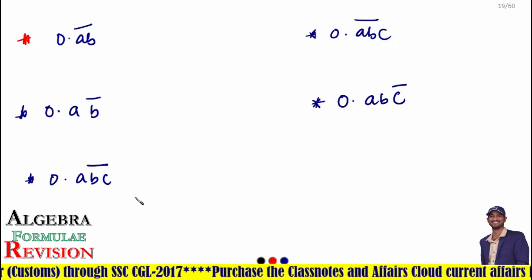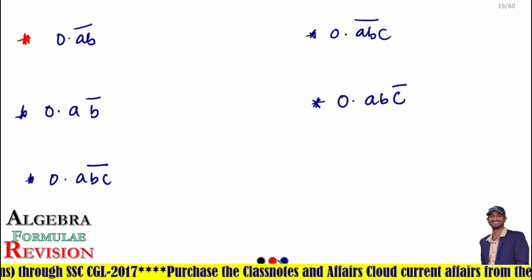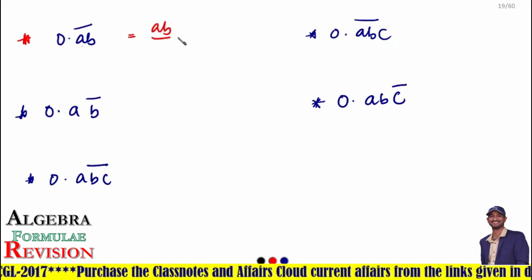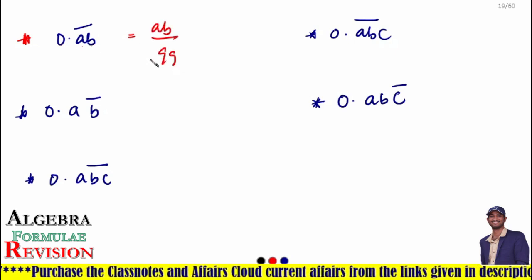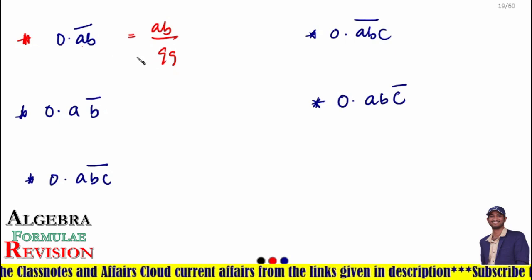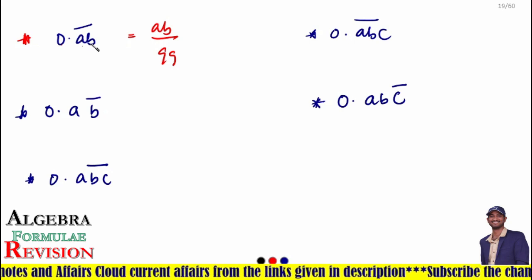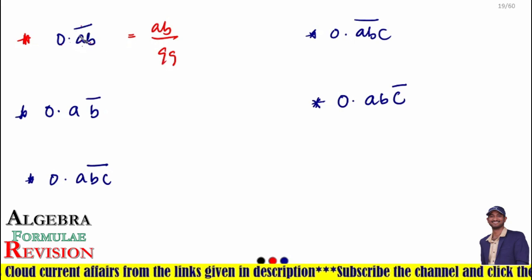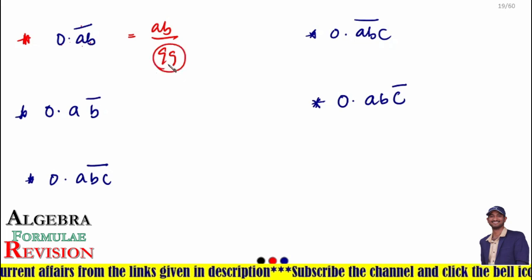How do you find out these values? Let's see. Whenever we have 0.ab bar, it is equal to ab by 99. I hope all of you know this. In 7th, 8th or 9th class also you learned these things. However many numbers have the bar directly after the decimal, that many nines have to be substituted here.